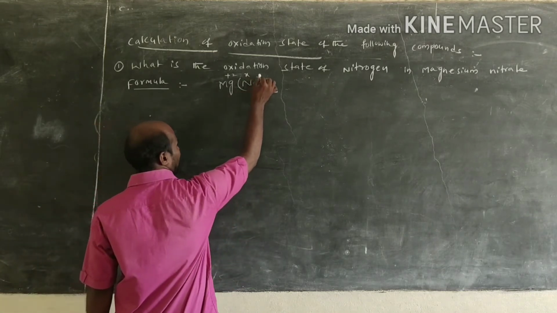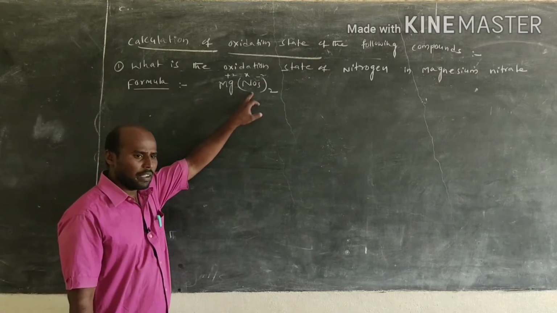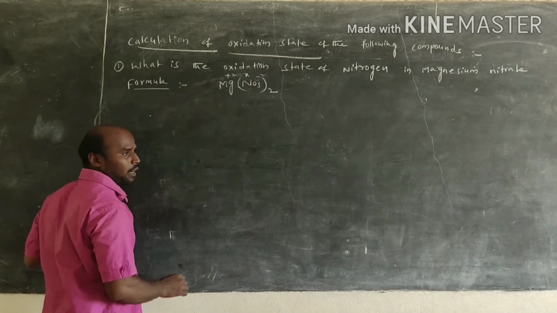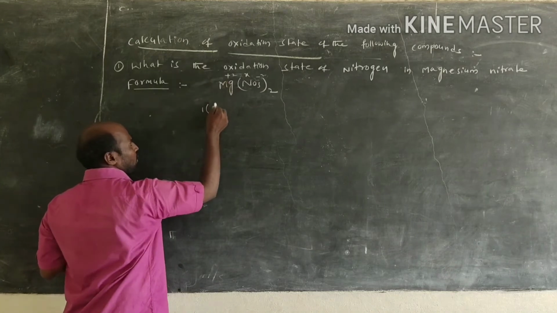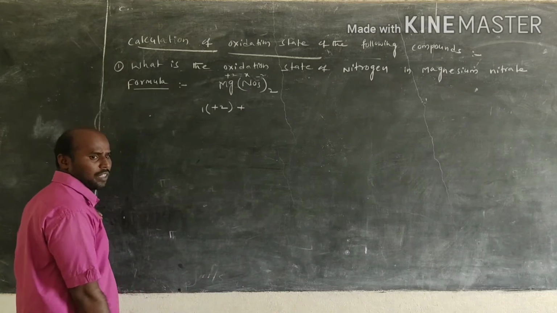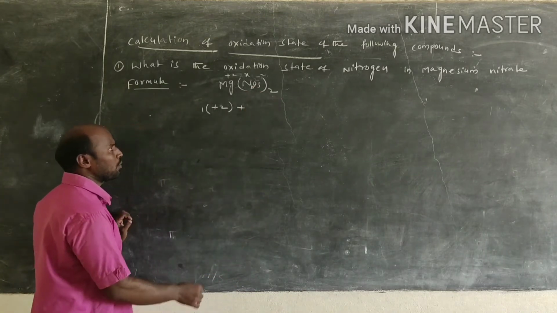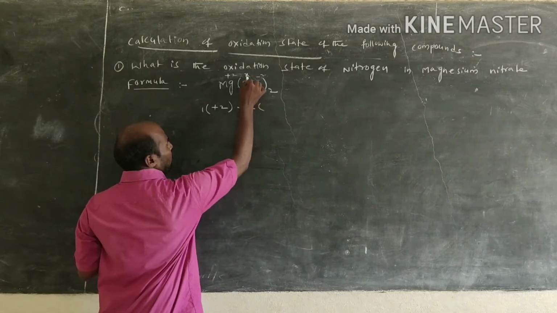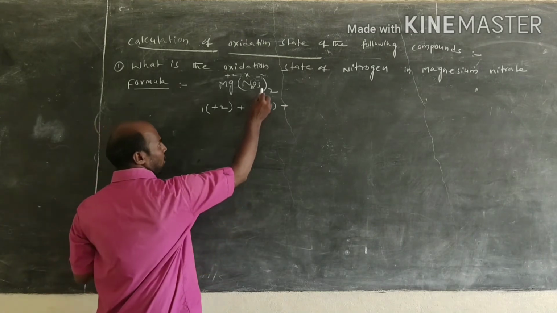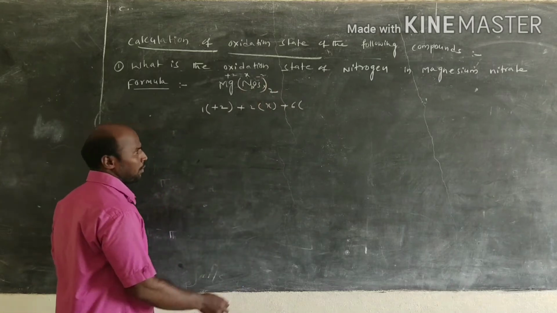What is the oxidation state of oxygen? In general, the oxidation state of oxygen is minus 2. How many magnesium atoms are there? Only one magnesium atom, so the charge is plus 2. How many nitrogen atoms are there? 2. What is the charge? X. How many oxygen atoms are there? 3 twos are 6. What is the charge of oxygen? Minus 2.